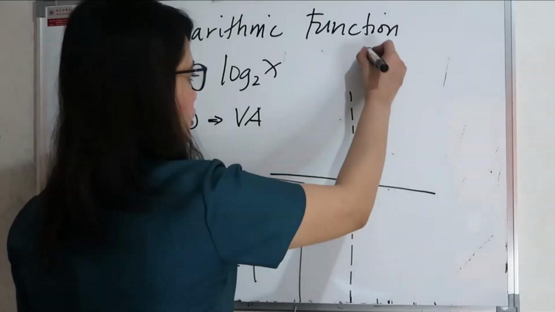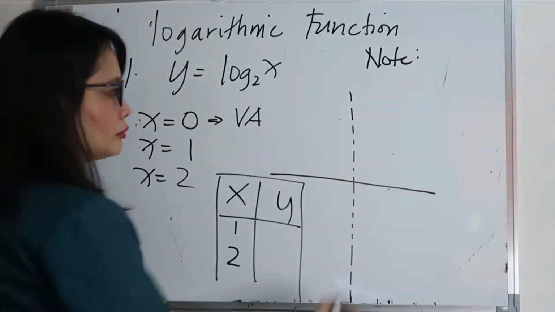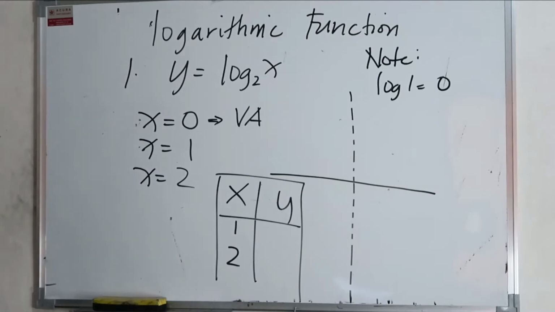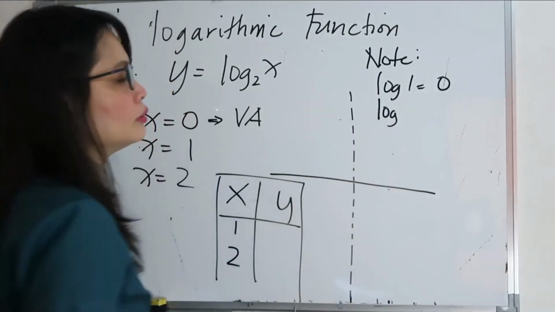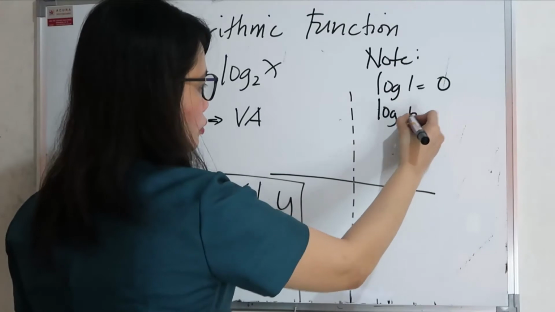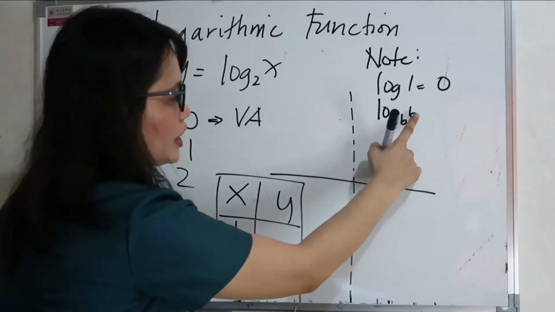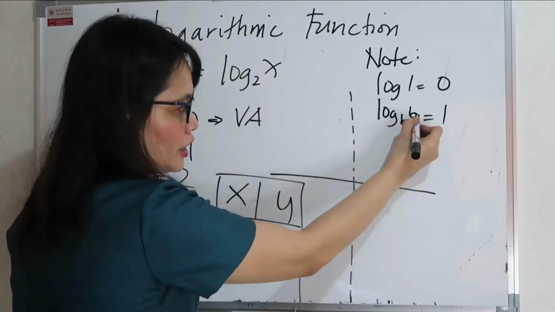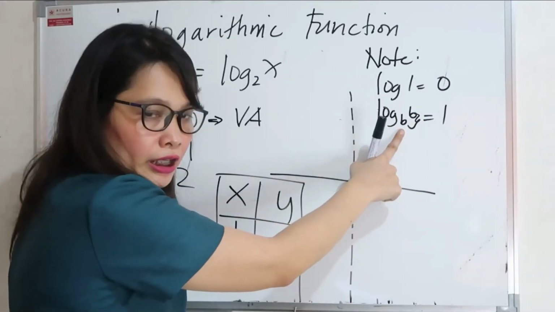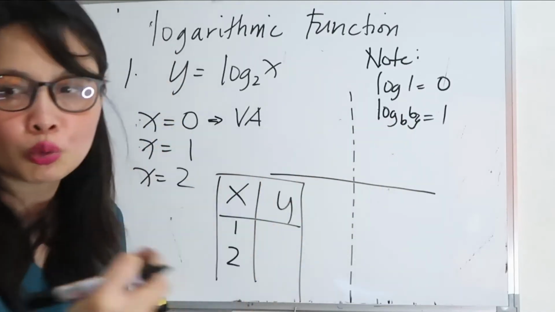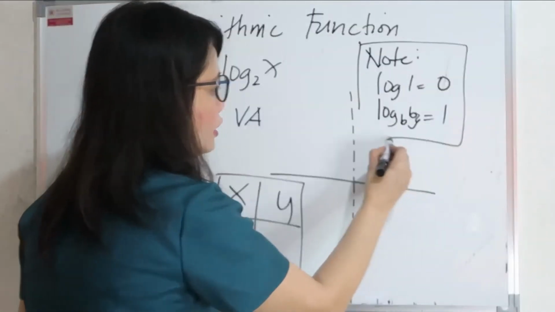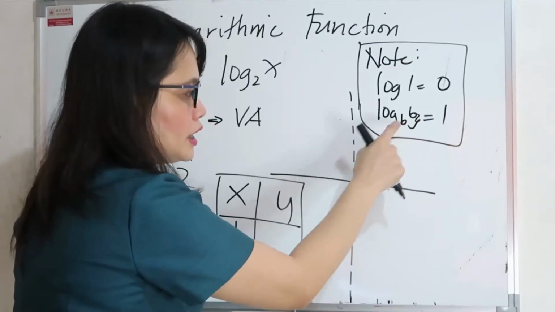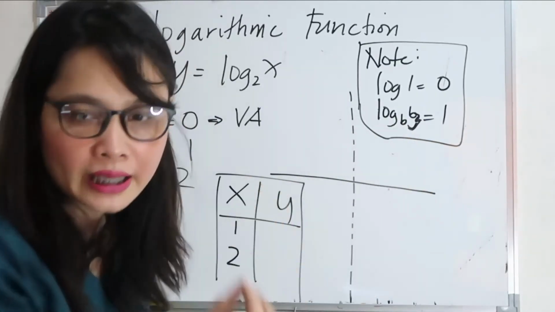Take note of this. Log 1 is always 0. And log b with a base b, if they are the same, is always 1. If your x is the same as the base, that is always 1. So take note of this: log 1 is always 0, and log b with a base b, if they are the same value, the answer is always 1.